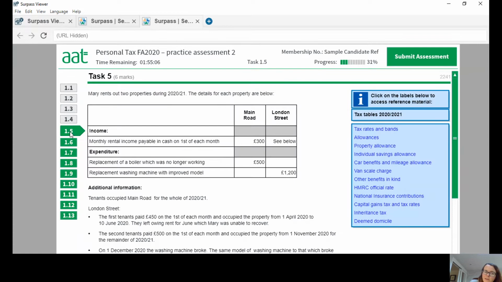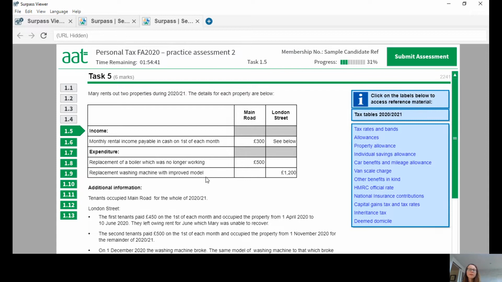Okay, task 5. Mary rents out 2 properties during 2021. The details for each property are below. We've got rental income, we've got expenditure. Replacement of a boiler no longer working, so that's going to be allowable. Any sort of replacements like with like is fine.